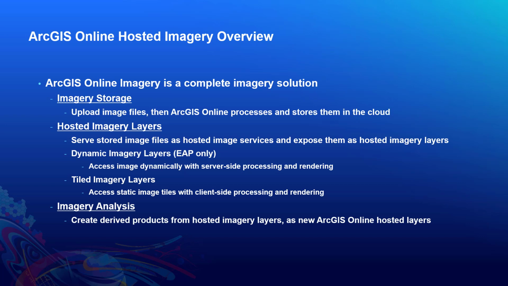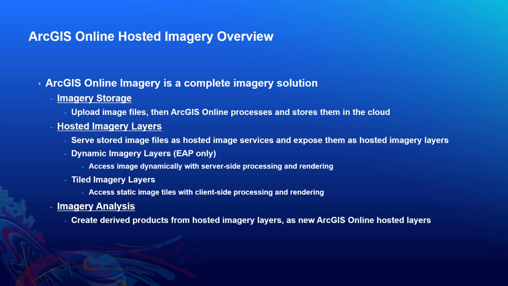There are two types of hosted imagery layers. The first one is the dynamic imagery layer. It offers the capability to access the imagery dynamically with server-side processing and rendering. All the processing happens on the server side, and the server returns the processed images, which you can view out of the box at the client side.